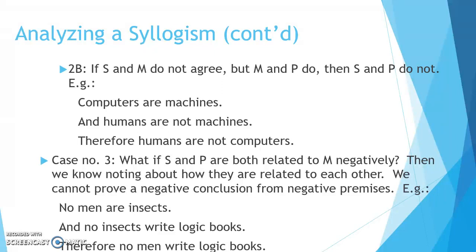Case number three, what if the subject and predicate of the conclusion are both related to the middle term negatively? Then we know nothing about how they are related to each other. We cannot prove a negative conclusion from negative premises. For example, no men are insects, and no insects write logic books, therefore no men write logic books. This is an invalid conclusion.